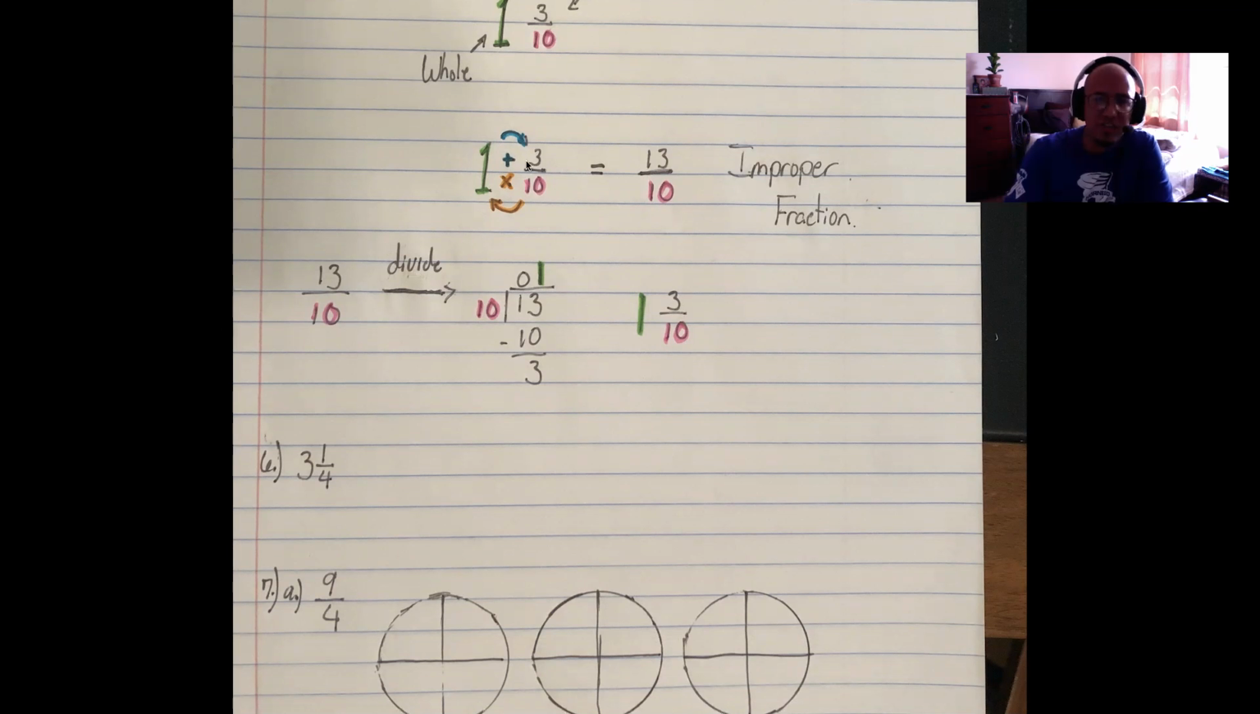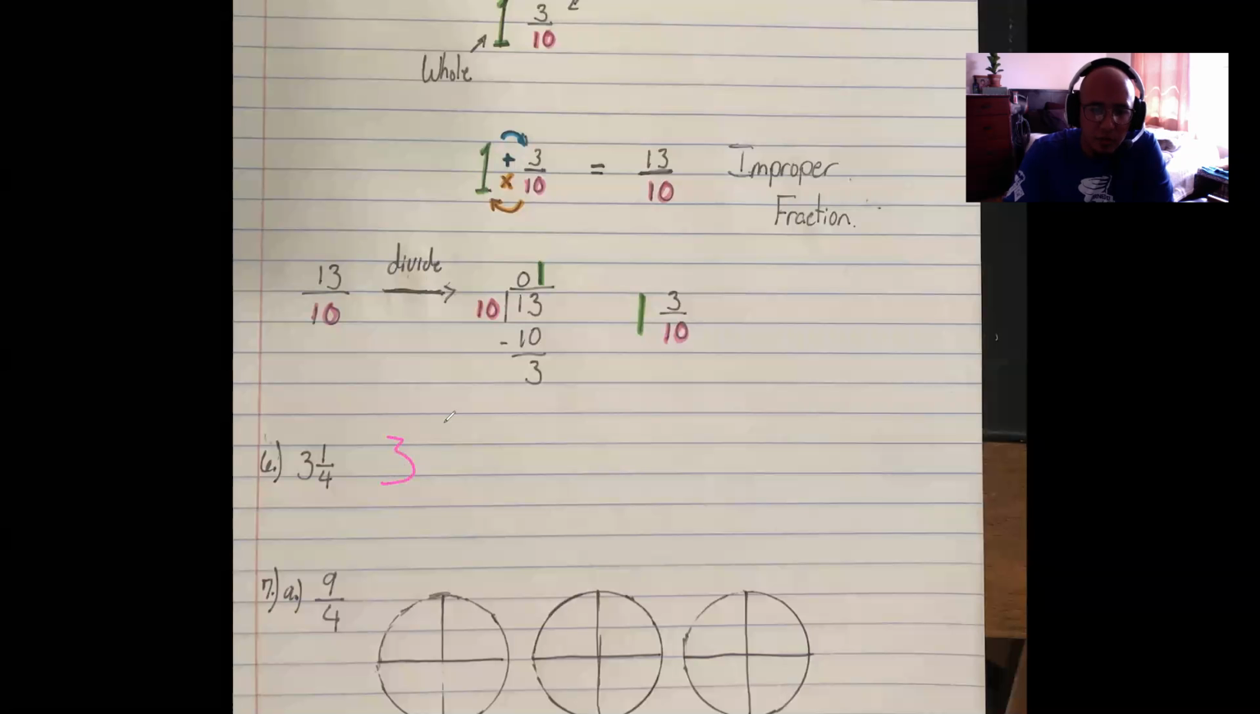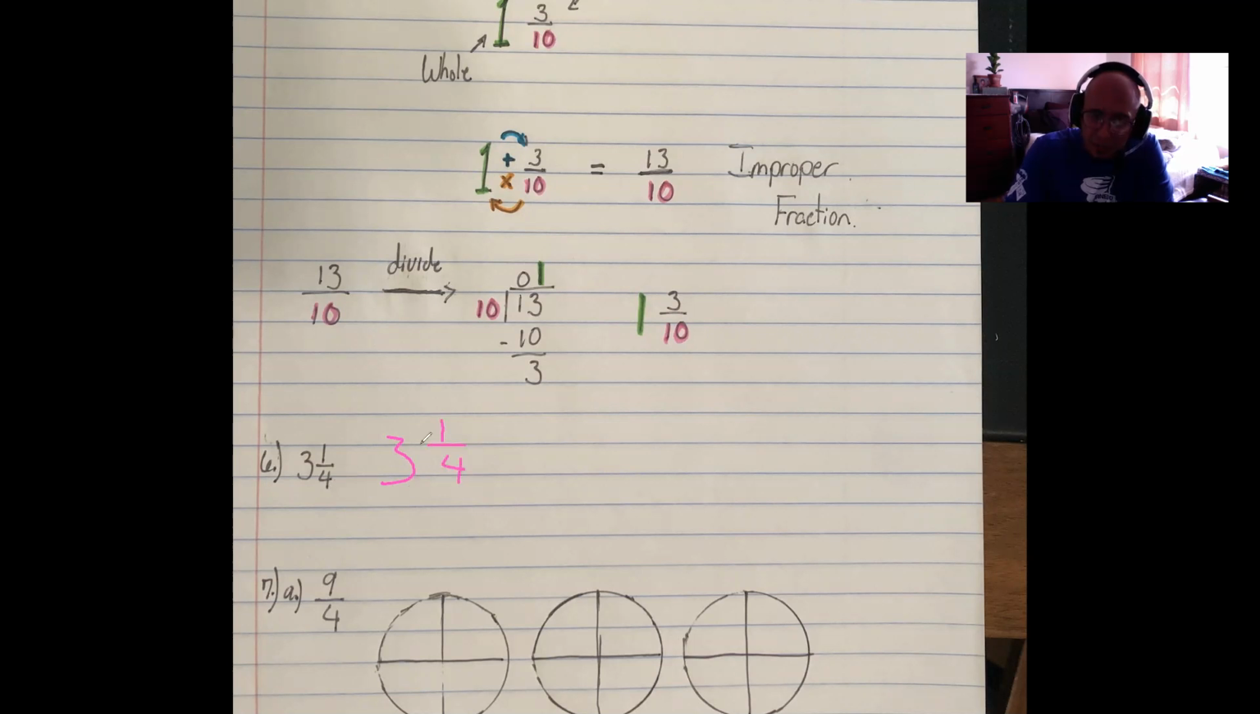But let's change 3 and 1/4. Let me make this a little bigger. 3 and 1/4. So let's change this mixed number. Notice how it is a mixed number. I'm mixing a whole number and a fraction. Let's change this into an improper fraction.